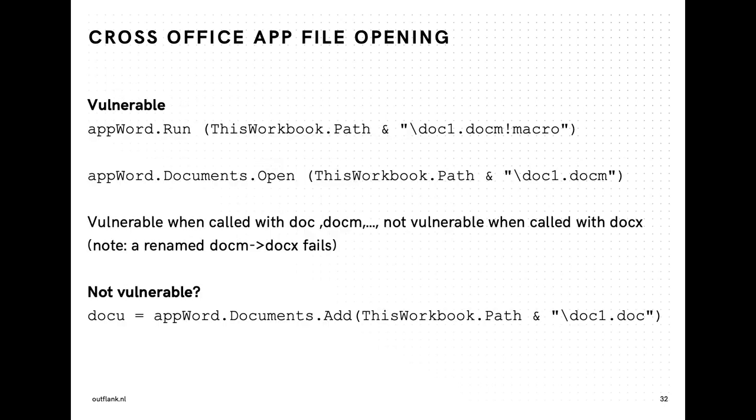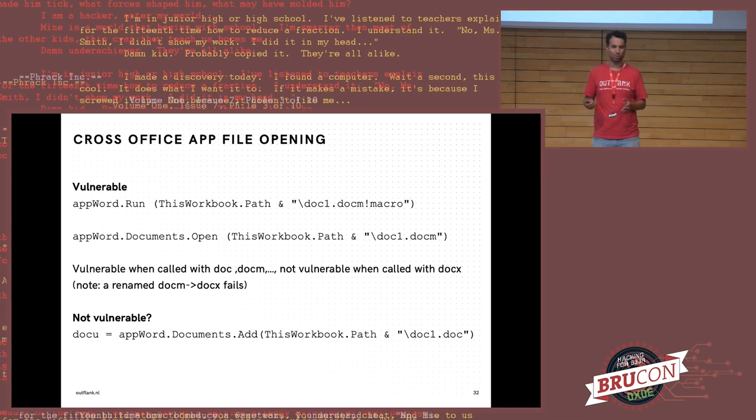So the run function just always runs macros. The document open also seems to be forwarding the trust of the macro engine. But if you add a document to an application, it suddenly is not. So I'm not sure what the difference is between adding a document and opening it, but it apparently is a difference in the sense that the document you add is not automatically executed.